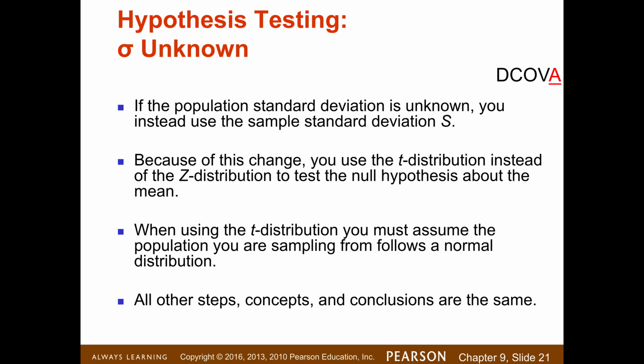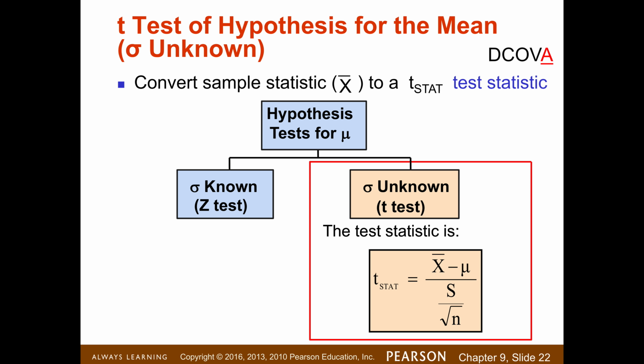So guys, when using the t distribution, you assume that the population you are sampling from follows a normal distribution. That's an important assumption. And if it doesn't follow a normal distribution, then you need your sample size to be relatively large. We typically say relatively large is 25 or 30. That usually ensures that your sampling distribution will be normally distributed. And so all of the steps and concepts are the same. So that's the good news.